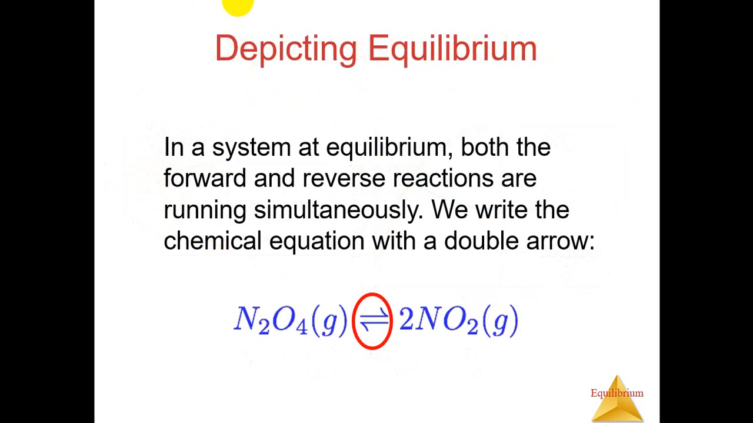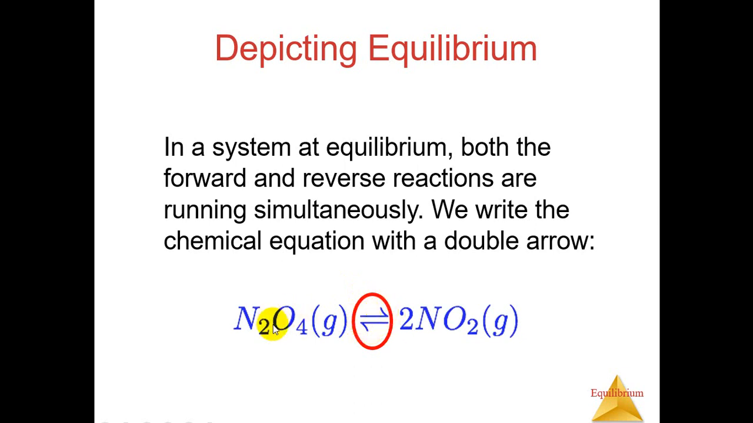In a system at equilibrium, both the forward and reverse reactions are running simultaneously, meaning that they are running at the same time. We write the chemical equation with a double arrow. I know this one you already know. This is the forward and this is the backward reaction.